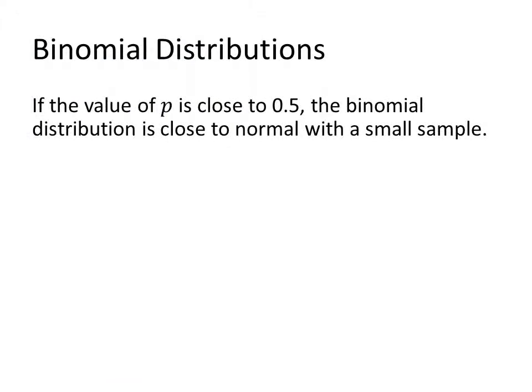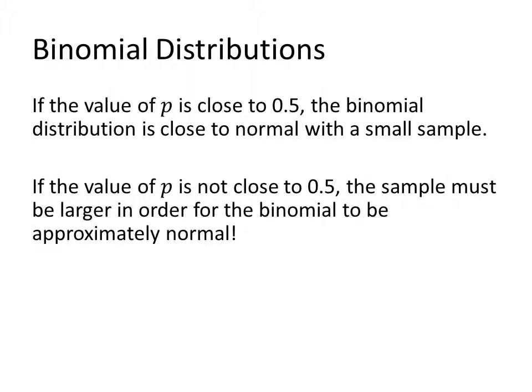So what have we seen? If the value of p is close to 0.5, then the binomial distribution is close to the normal distribution, even with a small sample. In this case, we're thinking about situations where the population is divided more or less 50-50, or close to that, 49-51, something like that. In those cases, we can get away with taking quite a small sample.